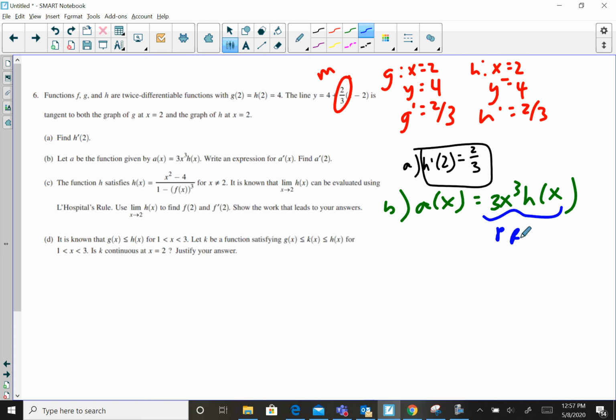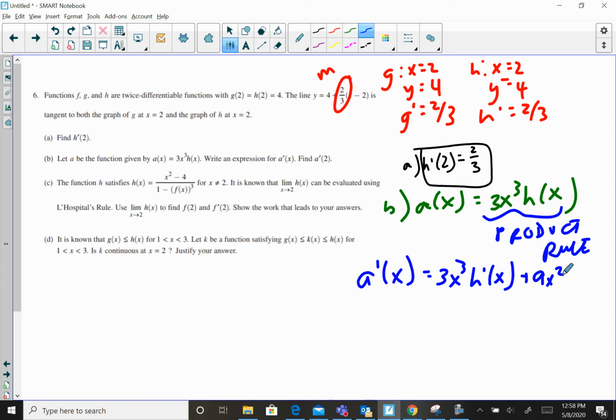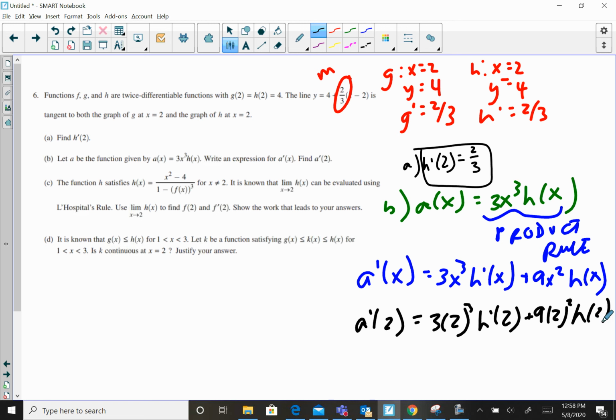Okay, I have to do product rule. So a prime is 1 original, so I'm going to leave 3x cubed times the derivative, h prime of x, plus the other derivative, so this is going to be 9x squared, and the other original, h of x. So there's a prime. Now I'm going to do a prime at 2. So I have 3 times 2 cubed times h prime of 2 plus 9 times 2 squared times h of 2.